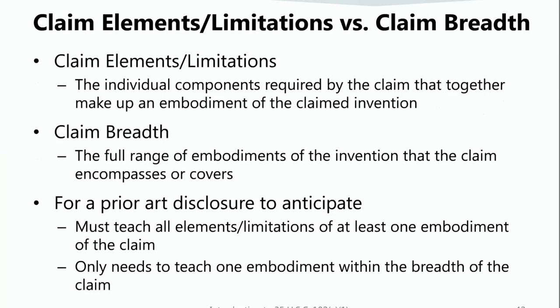At this point, you need to be aware of the difference between claim limitations and the breadth of a claim. Claim limitations are the individual components required by the claim that together make up an embodiment of the claimed invention. Claim breadth is the full range of embodiments of the invention that the claim encompasses or covers. So for a prior art disclosure to anticipate a claim, it must teach all claim elements expressly or inherently, but it only needs to teach one embodiment within the breadth of the claim. Hopefully the examples on the next two slides will make this clear.